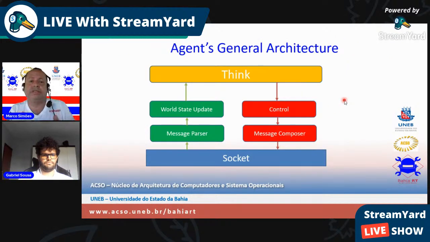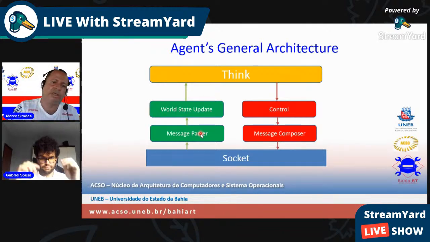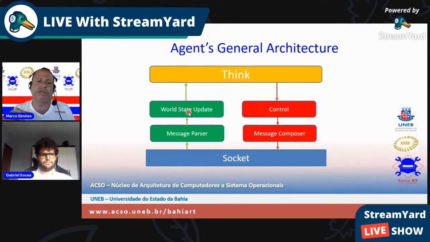Considering all these concepts, a general agent architecture would be designed like this one. It's not mandatory that you design your agent this way, but this is a very common general architecture for an agent. Once you receive a message from the server using the TCP sockets, you must have a message parser to decode the message, as we have seen in the previous slide. And use this information to update your world model, your internal world state, how the agent thinks the world is at that moment.